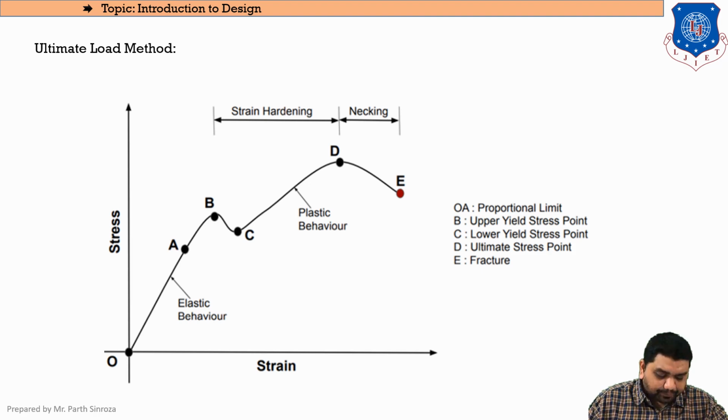Where we can say that there are various points. O is the origin point, A is the proportional limit. Up to point A, stress will be directly proportional to strain. So up to A, if we select any load and design, then it is called the working stress method. Point B is called the upper yield point. Point C is called the lower yield point. So if we take a value of load between A to C and then design, then it is called the limit state method that we will be using in this entire semester.